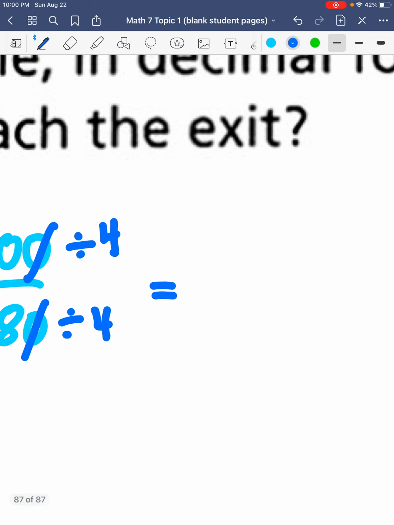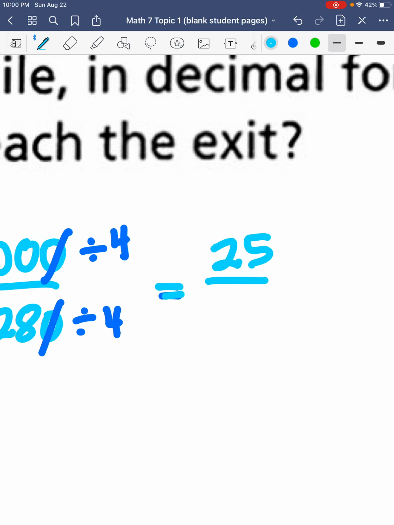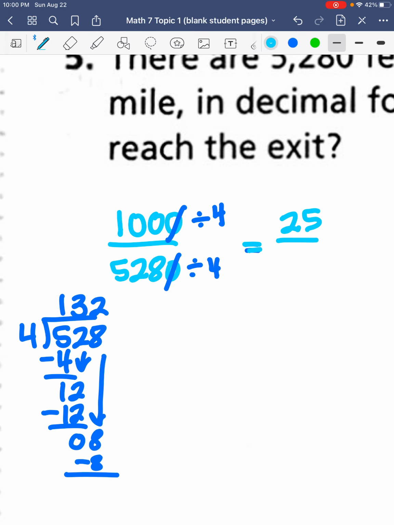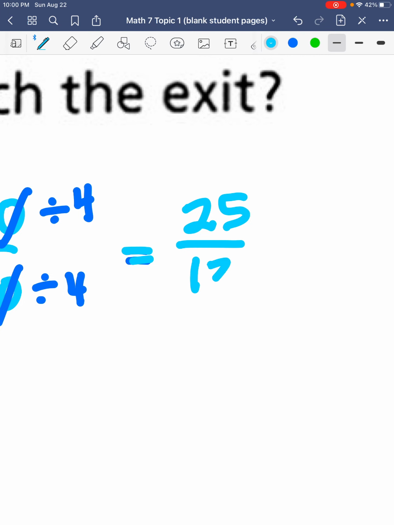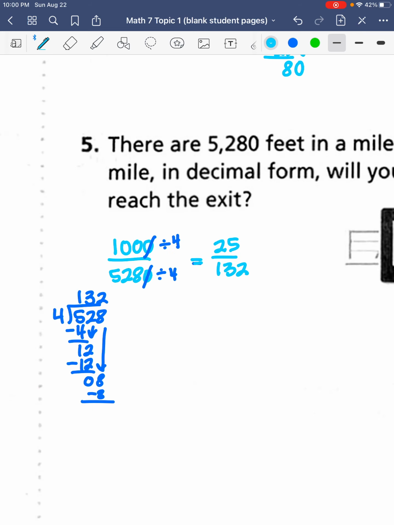Okay, so 100 divided by 4 is going to give me 25. And I know that 528 divided by 4 is 132. Okay, so I have an odd number and an even number. So let's think about my threes trick. Does my threes trick work here? Well, 2 plus 5 is 7, so no. So I think that's as simple as I can get this fraction. I've reduced it all the way down to 25 over 132.